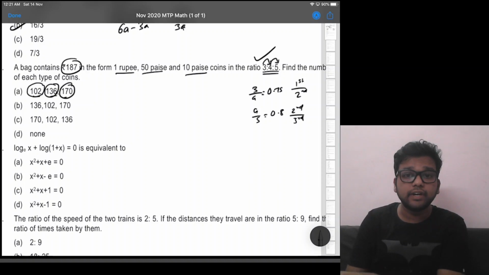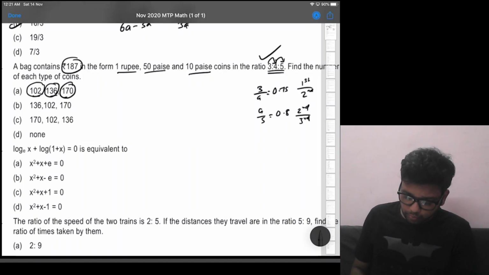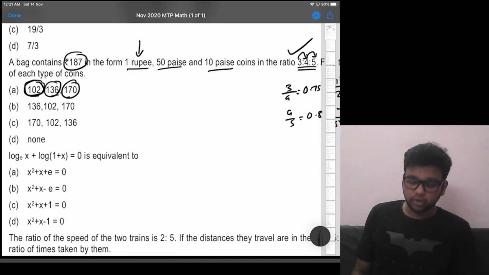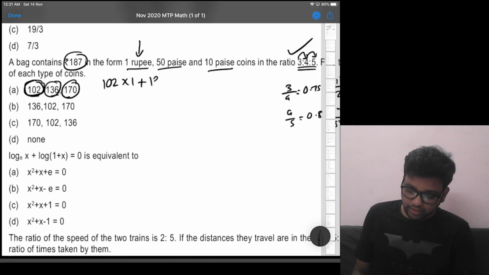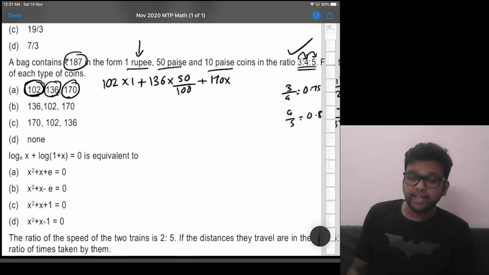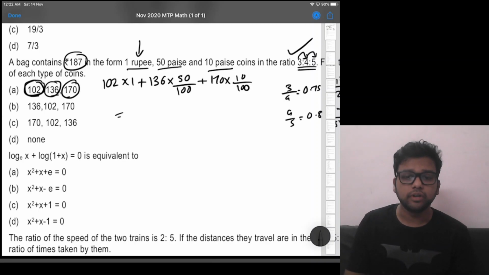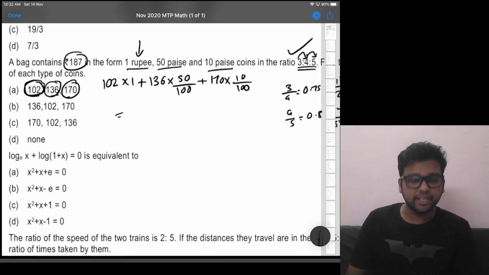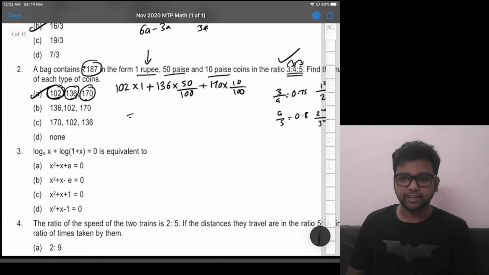Let's check the second condition of 187 rupees now. Now these 102 are 1 rupee coins. That means that will be 102 rupees into 1, plus 136 coins are of 50 paise. 50 paise means what? 50 by 100, that is half a rupee. Plus 170 coins of 10 paise. So in rupees it will be 10 paise divided by 100, that is 0.1 rupees. So let's do this on the calculator. 102 M plus, 136 into 50 by 100 M plus, 170 into 10 by 100 M plus. If you press MRC, it gives us 187 exactly. That means option A itself is the correct answer.